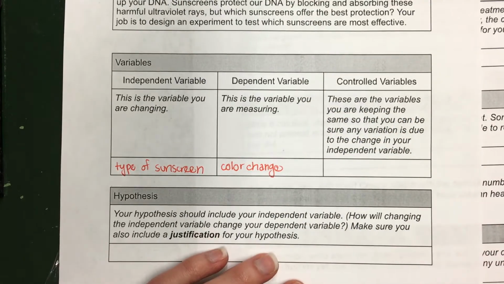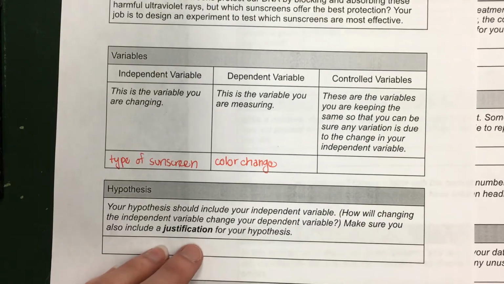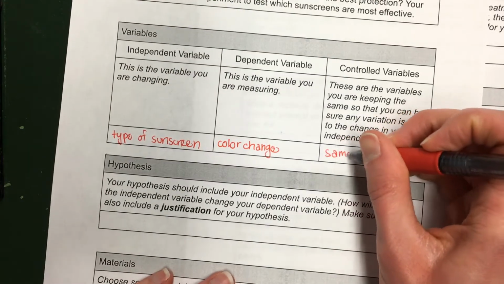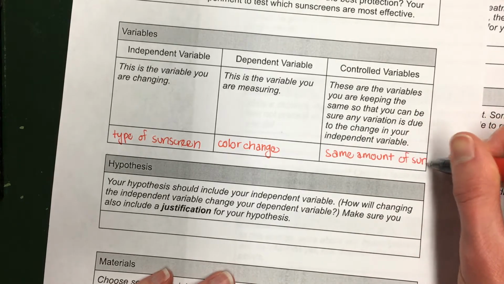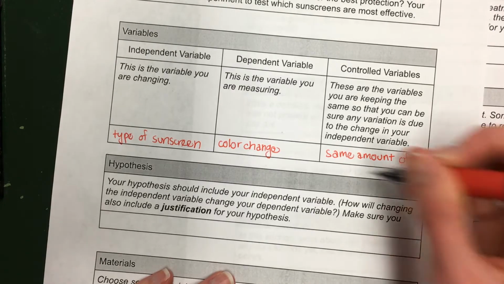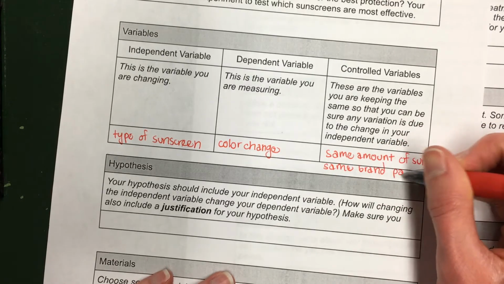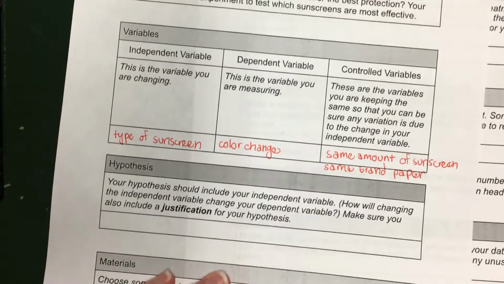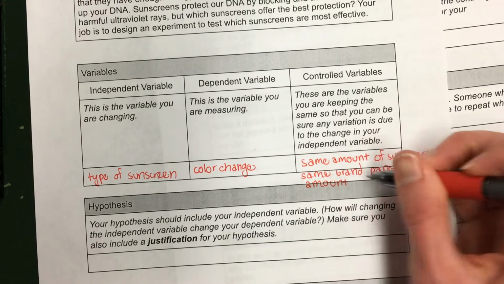Control variables are things that we are keeping the same. So a couple of the things you want to control would include that we want to use the same amount of sunscreen on each square, the same brand of paper. You can think of other things we might want to control. Could be things like the same amount of plastic wrap, things like that.